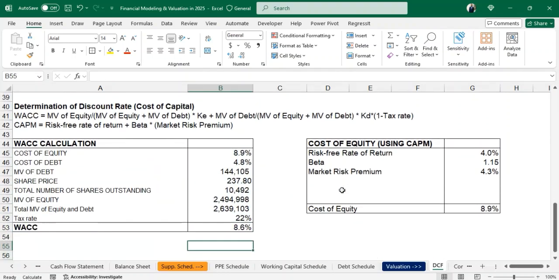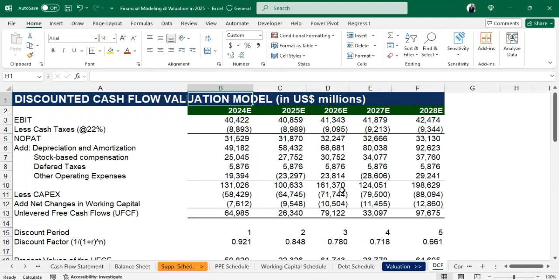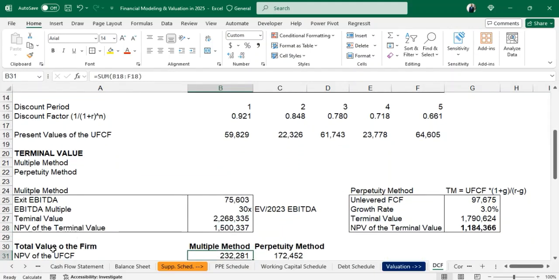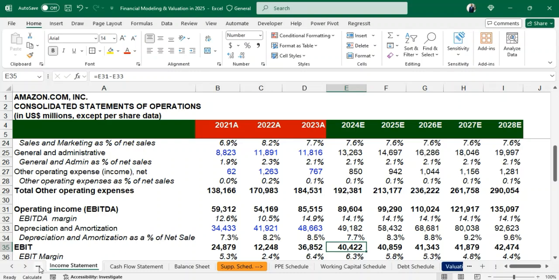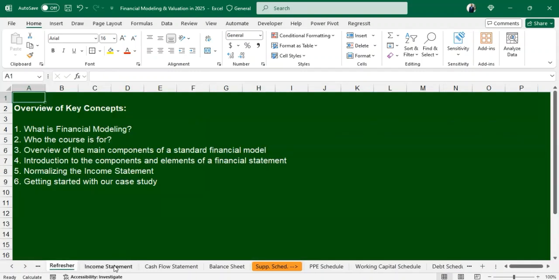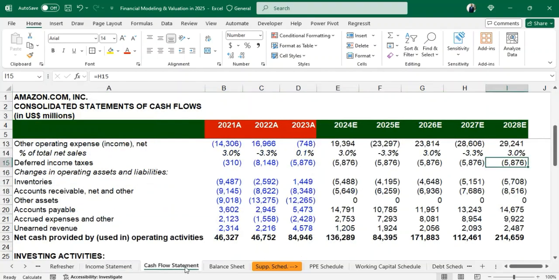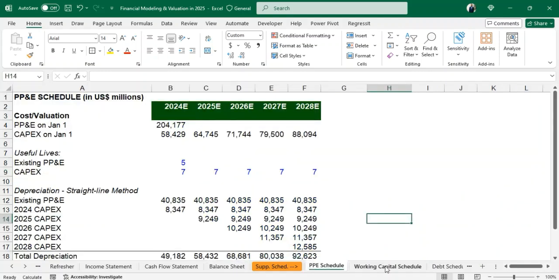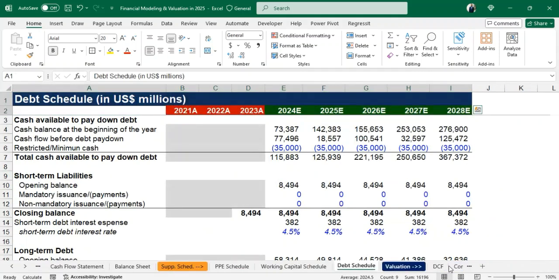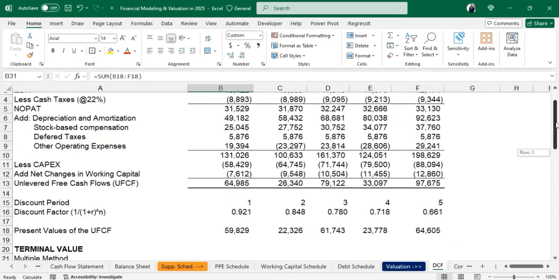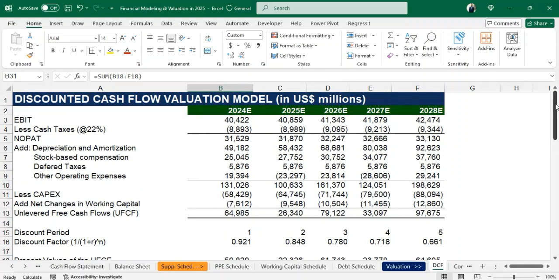DCF method of valuing the projections, and the valuation we just undertook were all dependent not on market values, but on our financial model. Intrinsic valuation method. Okay, so in my next video, we will look at the comparable company analysis method of business valuation.